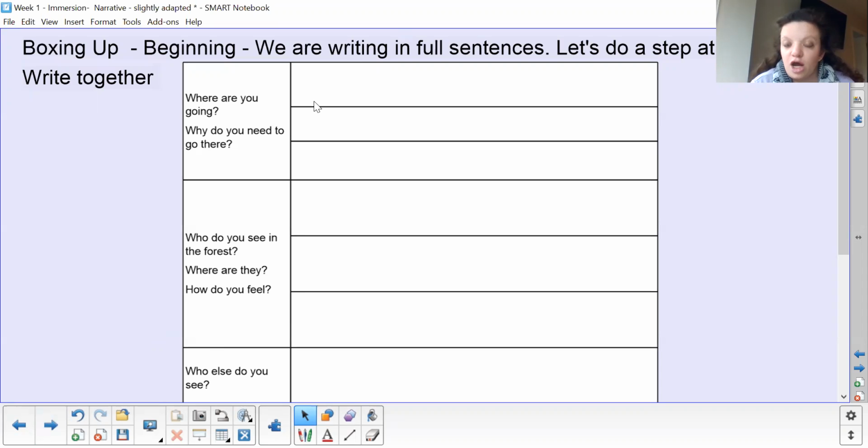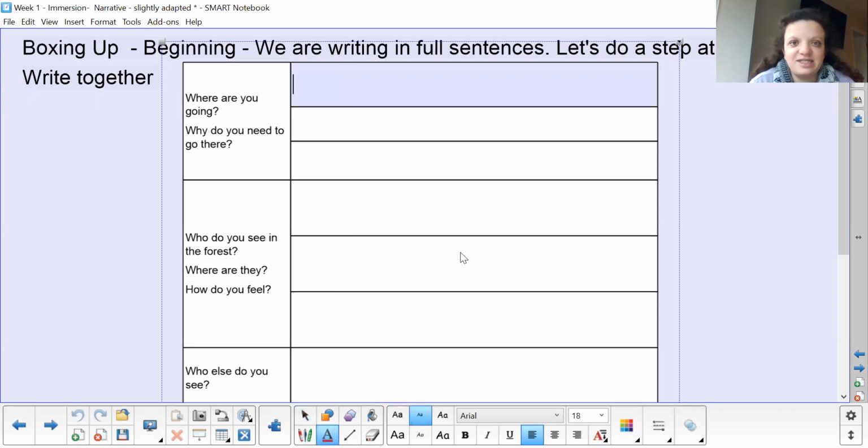So where are you going to? Why do you need to go there? So let's think of the story. Early one morning, my mother set me a task to go to my grandpa's house and get the crusty bread rolls. So I'm going to add a bit of detail to mine that's not in the modelled text. So I'm going to use early one winter's morning.